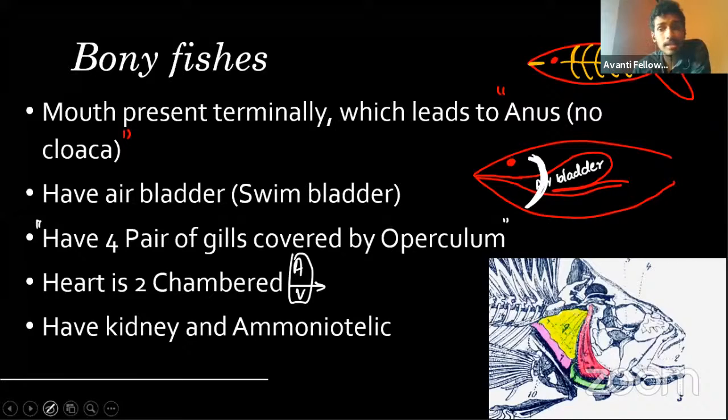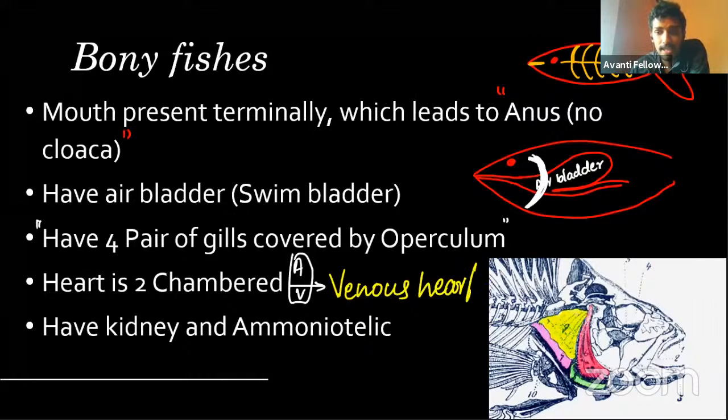This heart is also called the venous heart. Cartilaginous fishes are also 2-chambered. Before this, wherever we discussed the heart, it was single-chambered. Fishes, whether cartilaginous or bony, are 2-chambered only. There I forgot to tell you one thing.